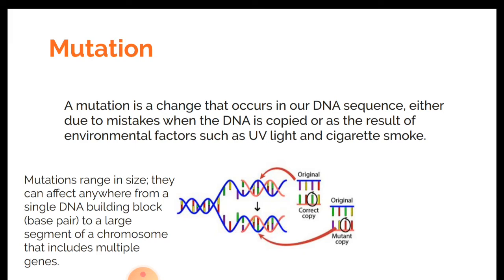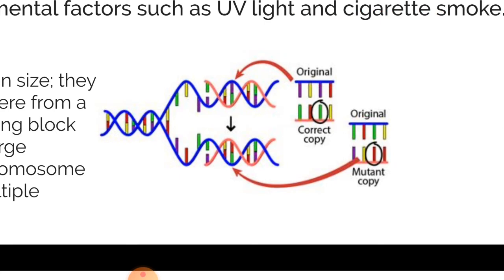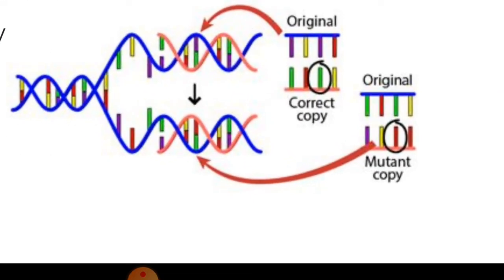Now, here you can see on your screens in the diagram displayed here, this is the original copy, and during the replication of the DNA, instead of the correct copy being formed, a mutant copy is formed. This leads to the, here you can see it, I have enlarged it. Now, this mutant copy does not have the same base pair as in the correct copy. So, this will lead to a different expression, right?